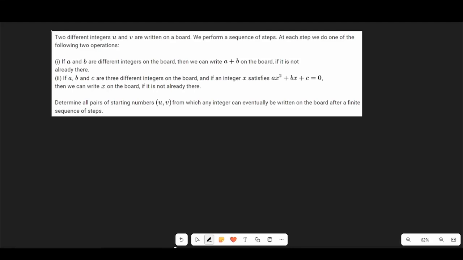Hello, today I will consider all the problems which were proposed at EGMO 2024. EGMO is the European Girls' Mathematical Olympiad.